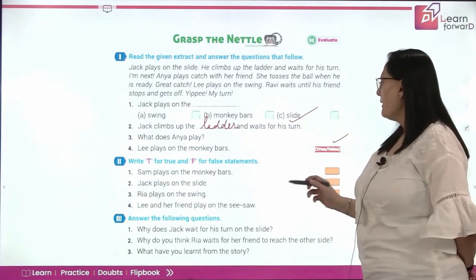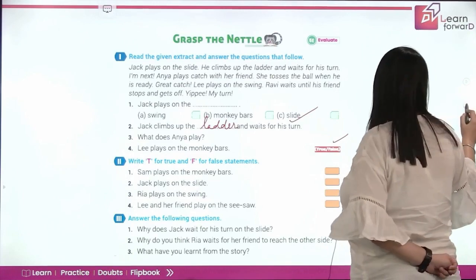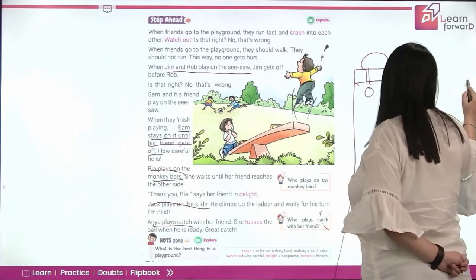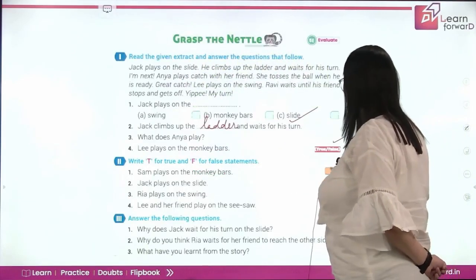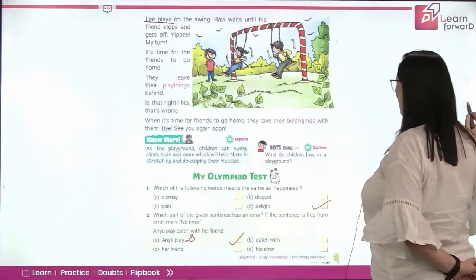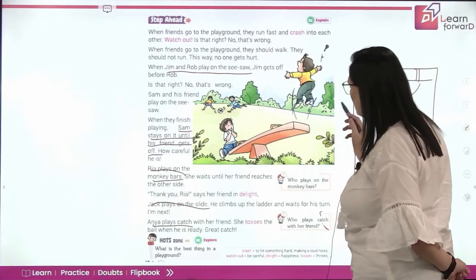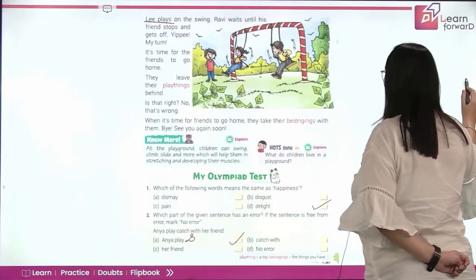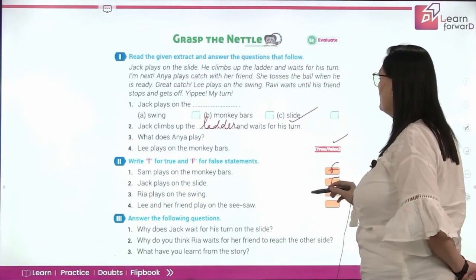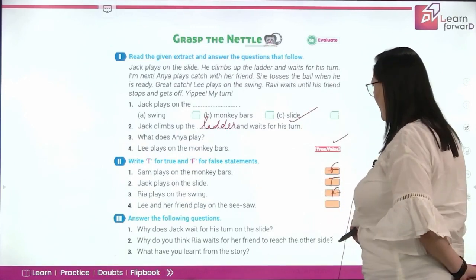True or false? Sam plays on the monkey bars. Okay, so now let's get back and see. Sam plays on the monkey bars. Ria plays on the monkey bars. So this is false. Next, Jack plays on the slide. Let's find out, who plays on the slide? Yes, Jack plays on the slide. Next, Ria plays on the swing. No, it's Lee who plays on the swing. False.